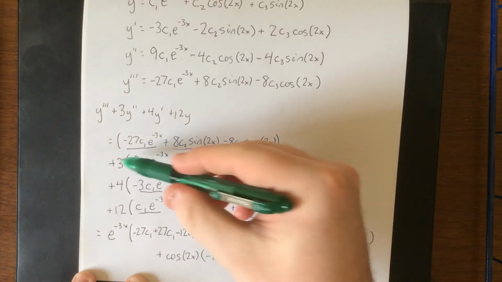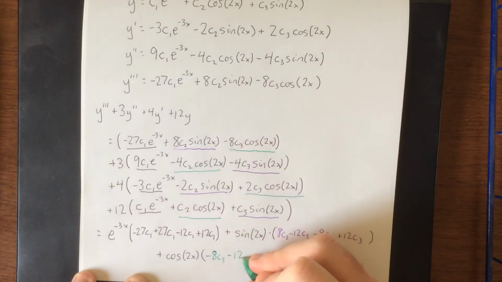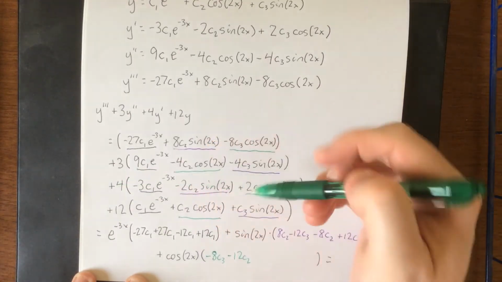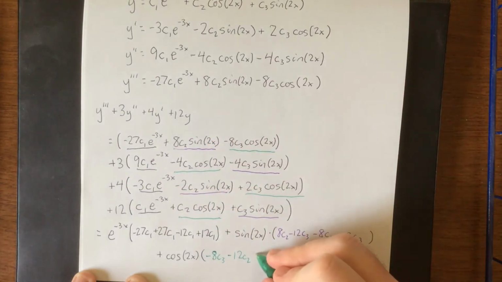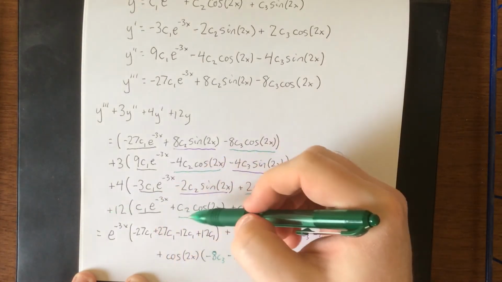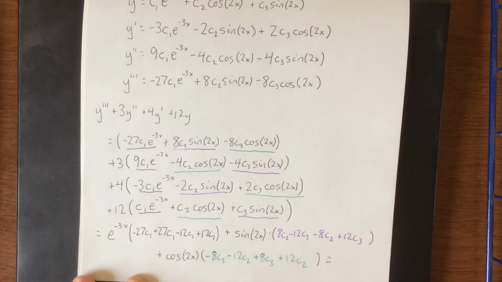Then we have plus 3 times negative 4c2. That'll be minus 12c2. From the third line, plus 4 times positive 2c3. So that'll be plus 8c3. And then plus 12 times c2. So plus 12 times c2.